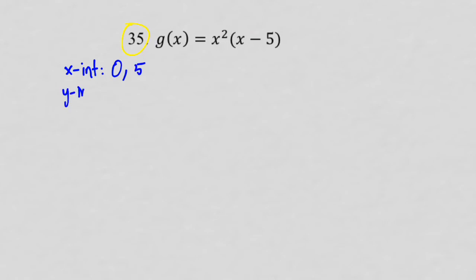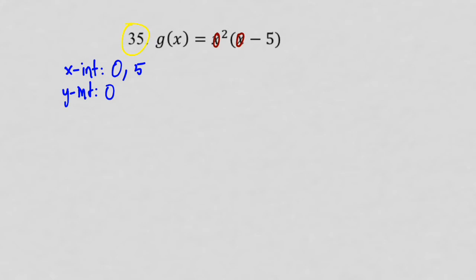Y-intercepts. Remember what I said about y-intercepts? Just plug in 0 for x and see what you get. So if I plug in 0 here and 0 here, what do I get at the end? You're going to get 0 times -5, which is 0. So the y-intercept is 0.